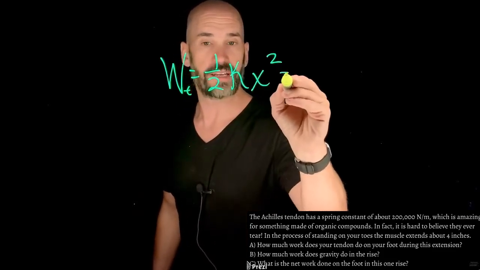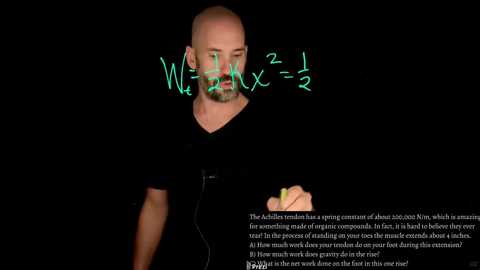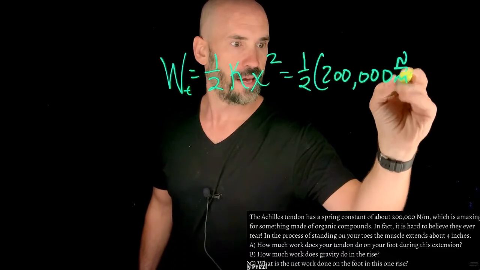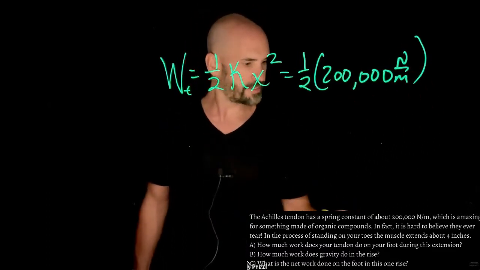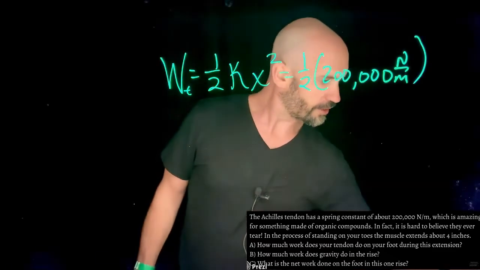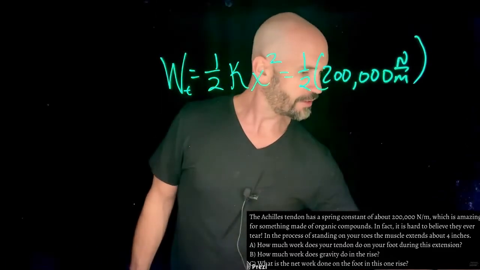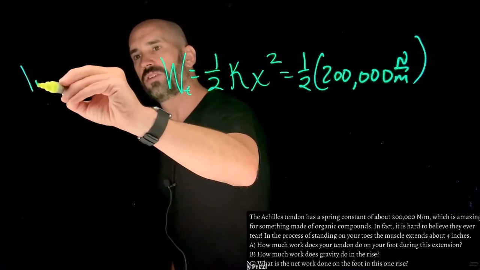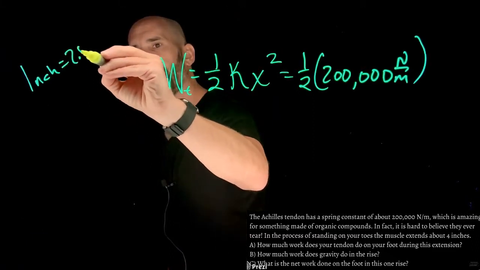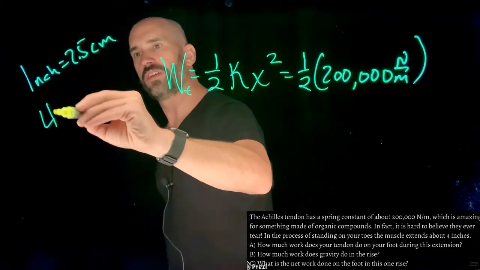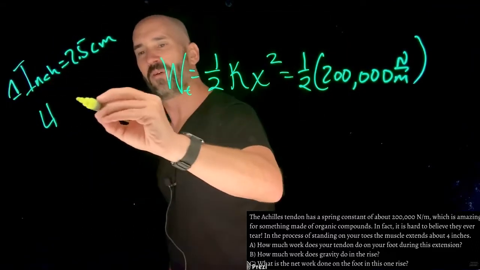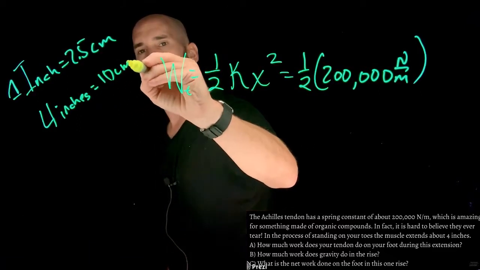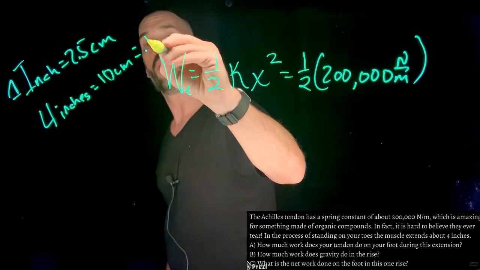We know that the spring constant is about 200,000, give or take, newtons per meter. And I'm saying that the extension was about 4 inches. I would love to do a conversion here. I know that 1 inch is equal to 2.5 centimeters. So 4 inches would be about 10 centimeters, which is about 0.1 meters.